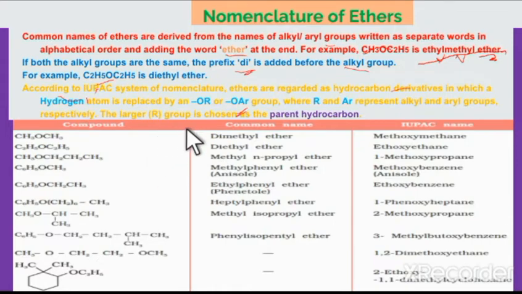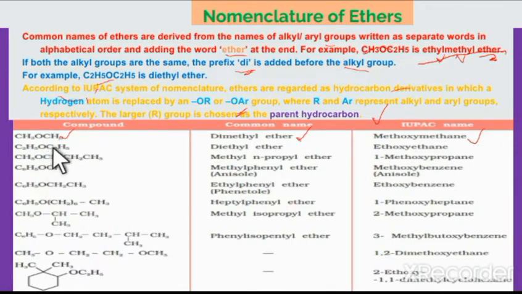When the alkyl group length is more, that carbon chain is considered as the parent hydrocarbon. For this case we can take examples like CH3OCH3. The common name is dimethyl ether, and the IUPAC name is methoxymethane, an alkoxy-alkane.